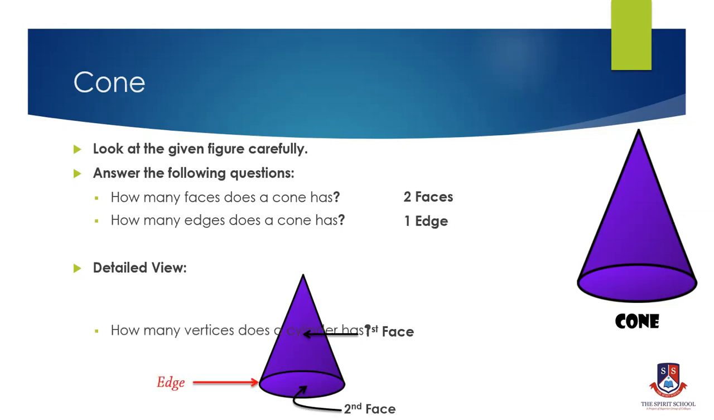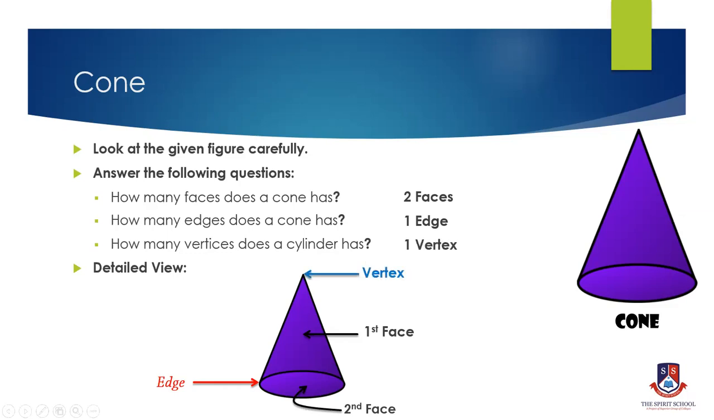How many vertices does a cone have? Here is a question. I earlier told you a definition of vertex, but here, because of the shape of the cone, a corner is formed. So here the definition of vertex changes. Here the corner is a vertex, so we can say that there is only one vertex in the cone.